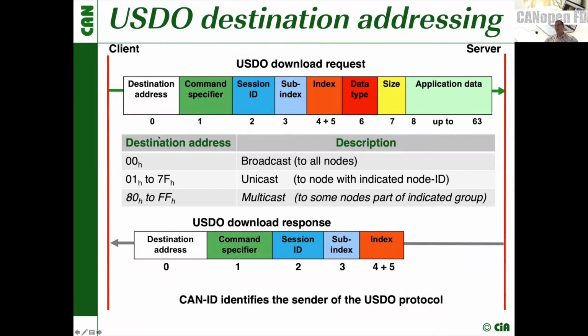So for example, an ideal service for checking out who is in the network available: broadcast read to object 1000, and I get an idea on which node IDs I can expect some devices and which functionality resides there in the network. The command specifier allows me selecting the right USDO service.